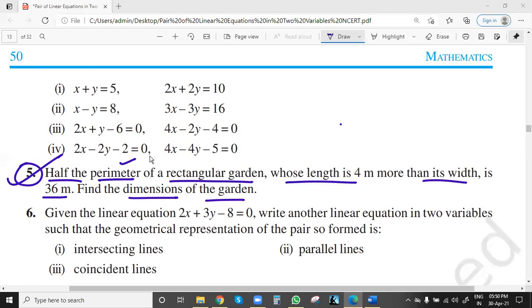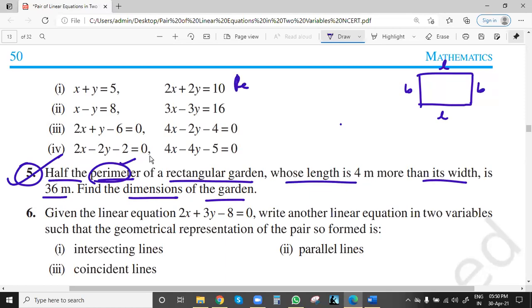See, half of the perimeter of a rectangular garden. So simply we can draw one rectangular garden, and this will be length. This is breadth or width. Half of the perimeter. So for the perimeter, we can say length L and breadth B. So this will also be L, this will be B.